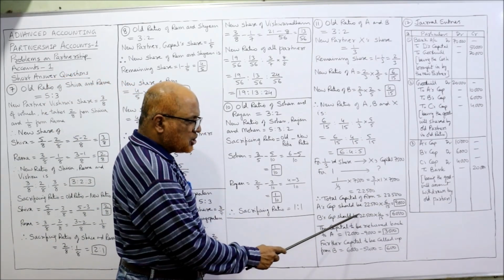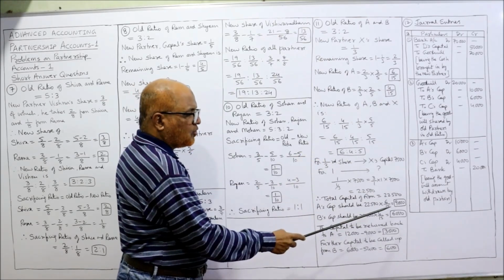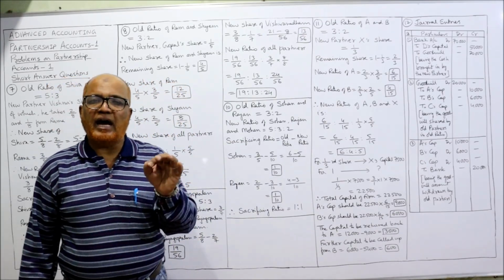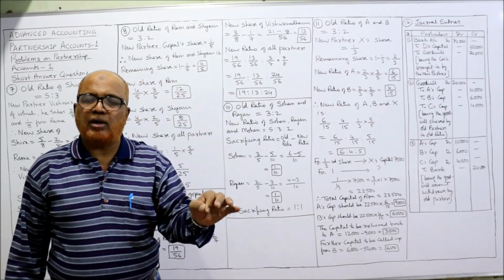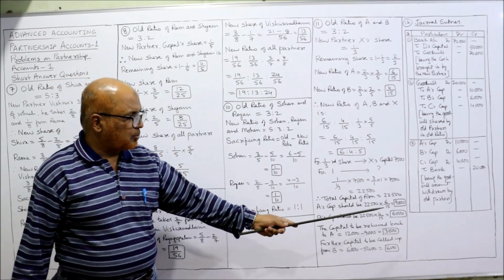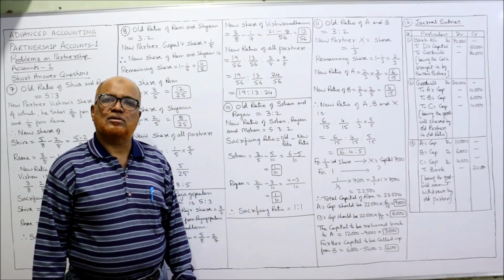Now B's capital should be 22,500 into 4 by 15. The new ratio is 4 by 15. It comes to 6,000. So if we adjust the capital according to the new profit sharing ratio, then A's capital should be 9,000 and B's capital should be 6,000.